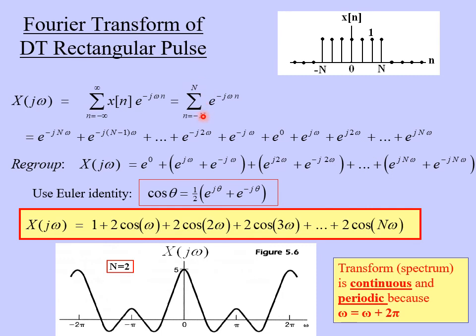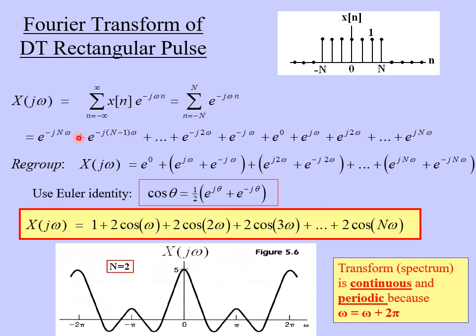So let's go ahead and write this thing out for some value of N. I'm going to start at the bottom here. N starts at a negative uppercase N, so I have e to the minus j uppercase N omega. And then N gets 1 larger, so we get e to the minus j times N minus 1 in parentheses, times omega. And then the next one would be N minus 2, and so forth.